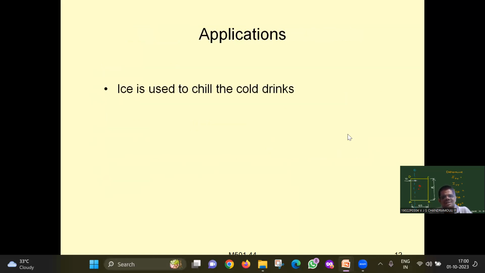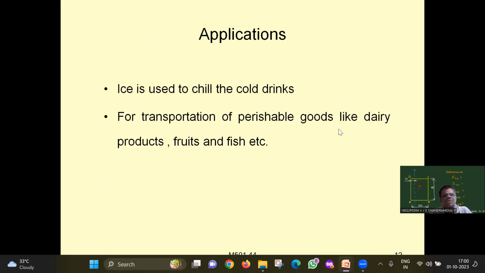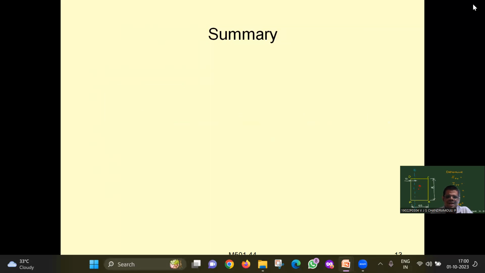Generally this ice plant is used to produce ice, which is used to chill cool drinks, and for transportation of perishable goods like dairy products, fruits, fish, etc. Okay.